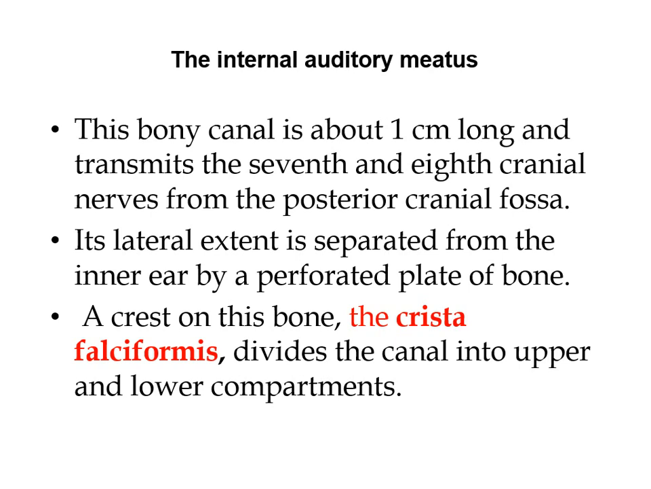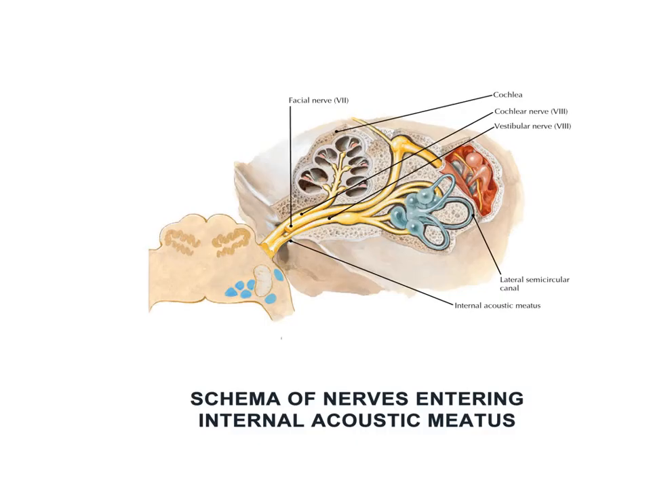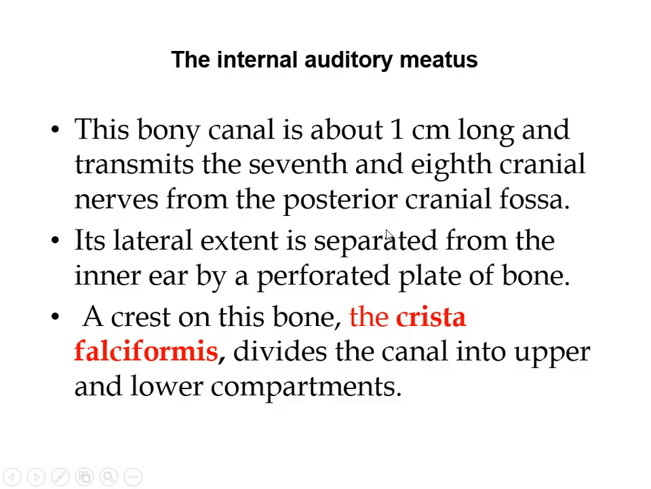The internal auditory canal, or meatus, is a bony canal of 1 cm. This is the internal auditory canal. It is a bony canal 1 cm in length, and it transmits the 7th and 8th cranial nerves from the posterior cranial fossa.